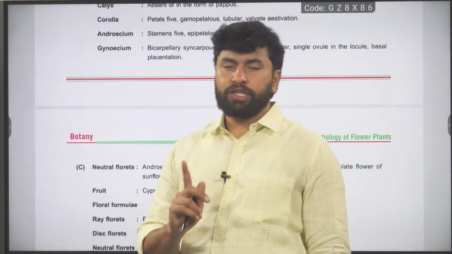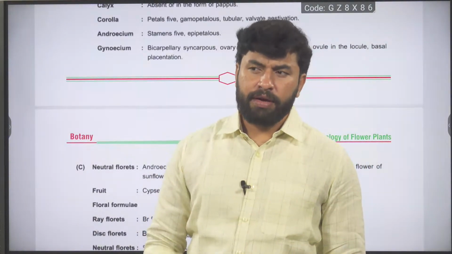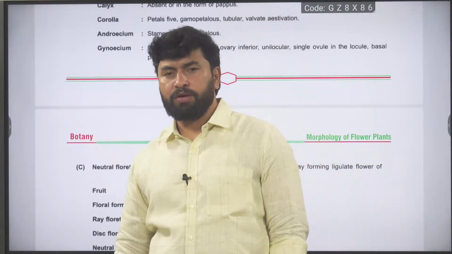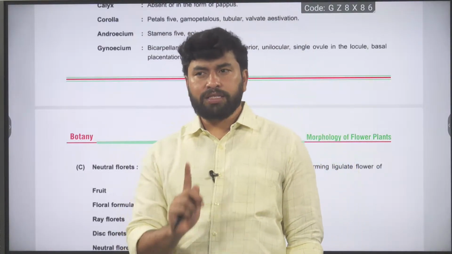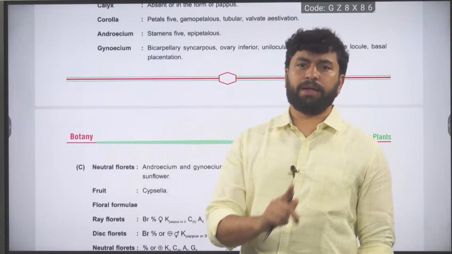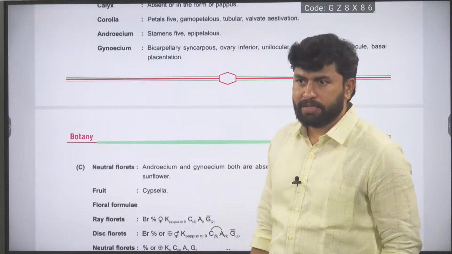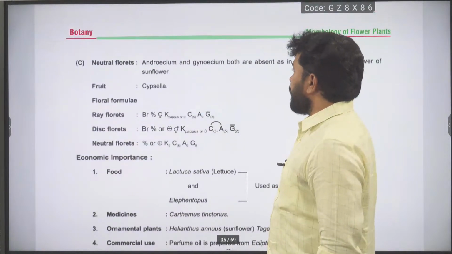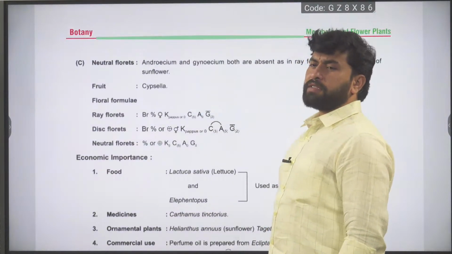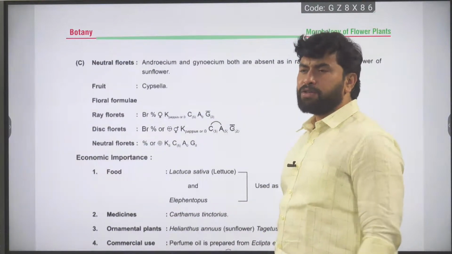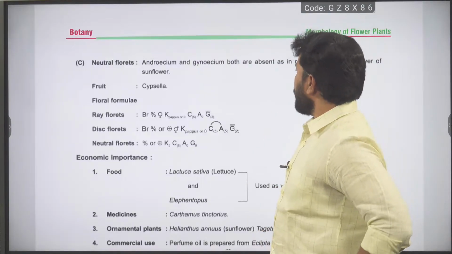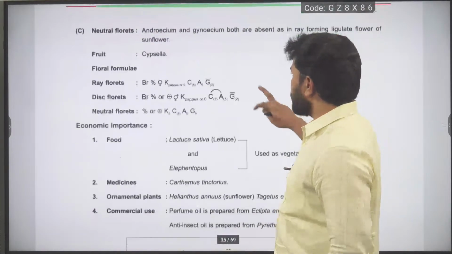This is also mentioned in our NCERT book. Sunflower and marigold have basal placentation. When we were discussing placentations, the last one was sunflower, marigold, basal placentation. Here the Asteraceae members are both neutral flowers. What do you mean by neutral flowers? Some flowers do not have androecium and gynoecium. That condition is called neutral flowers. Androecium and gynoecium both are absent.